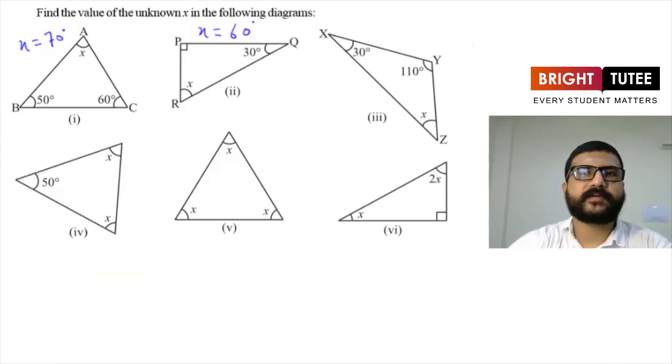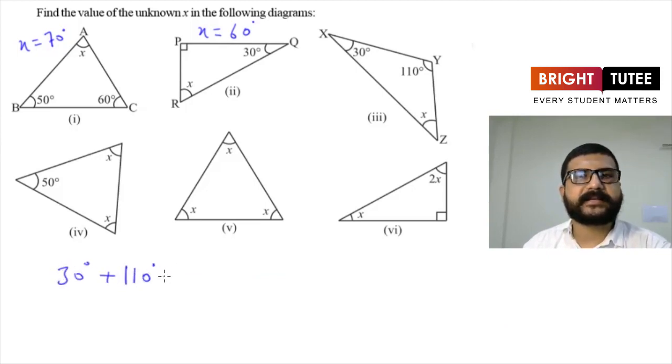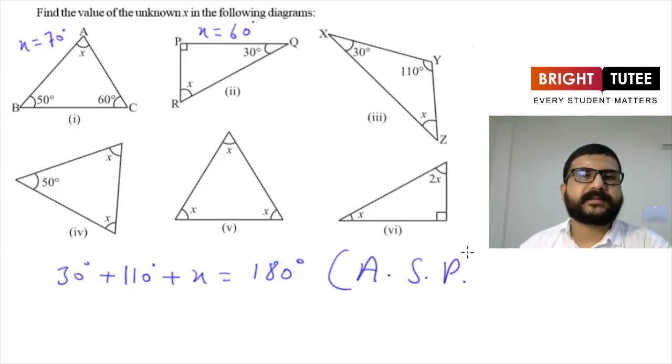Here also one of the angles is unknown. So again by angle sum property we can write 30 degrees plus 110 degrees plus x is equal to 180 degrees. This is angle sum property. We can write it as ASP. This is angle sum property. Now again, while writing in the exam, we have to write it completely, angle sum property.